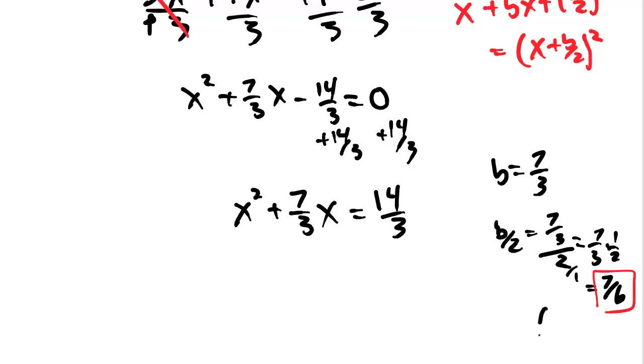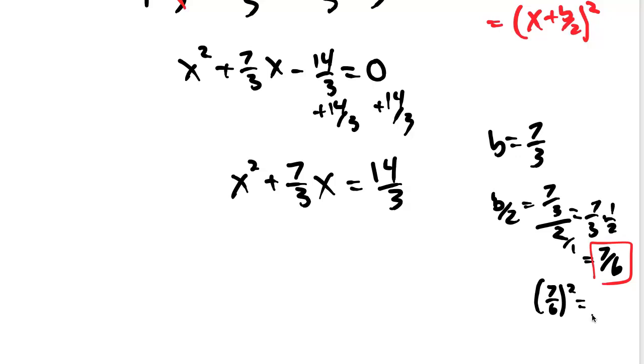Okay, so if I square this, 7/6 squared. Remember, if you square a fraction, you square the top and the bottom. So again, let me remind you, this thing is b over 2. That's going to be important because that's going to be inside of the thing that is squared. You'll see what I mean later. So 49/36. That's what I want on both sides.